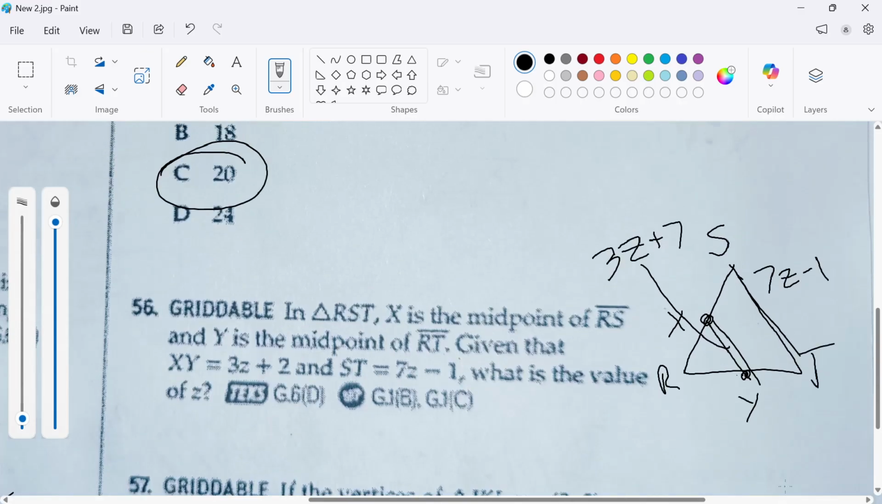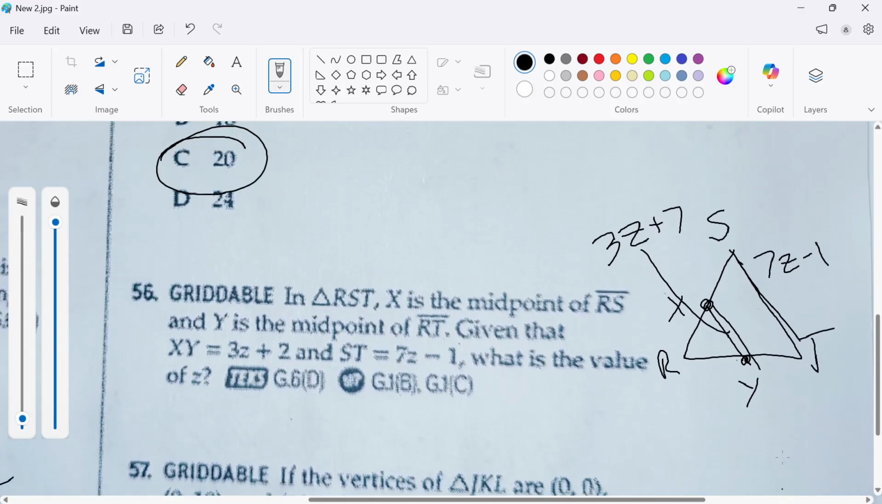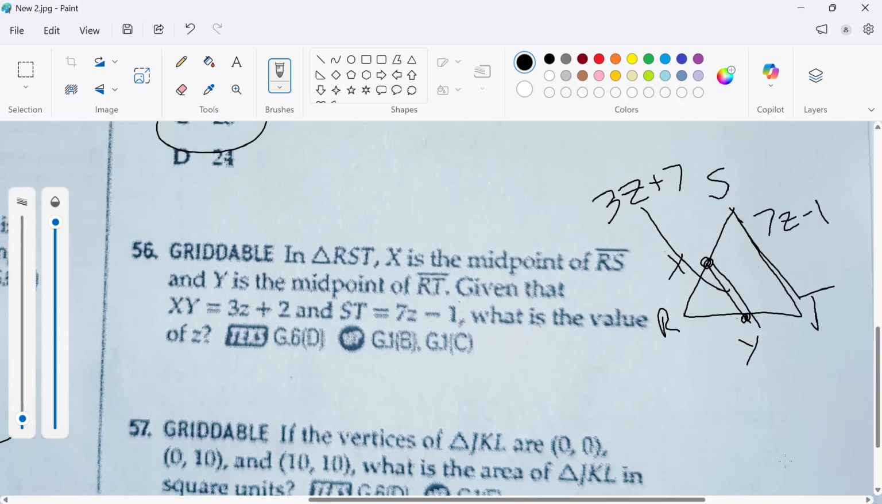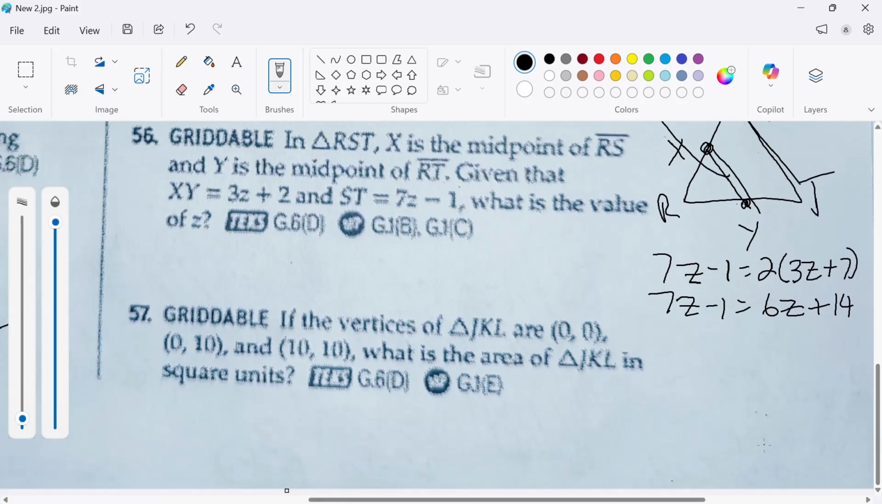Well, again, XY is half of ST, so ST is twice XY. So I'm going to do 7Z minus 1 equals 2 times 3Z plus 7. 7Z minus 1 equals 6Z plus 14. I will add 1 to both sides and subtract 6Z from both sides. Z equals 14 plus 1, which is 15. There's my answer.